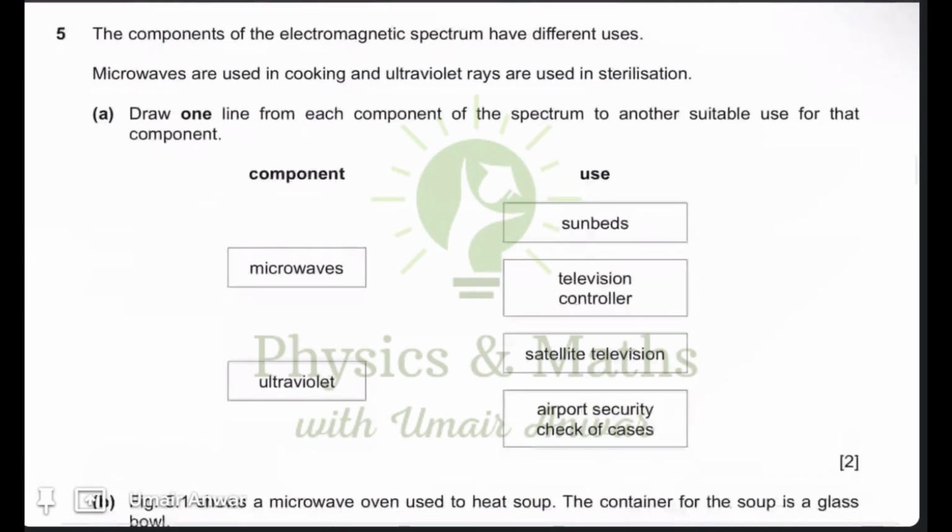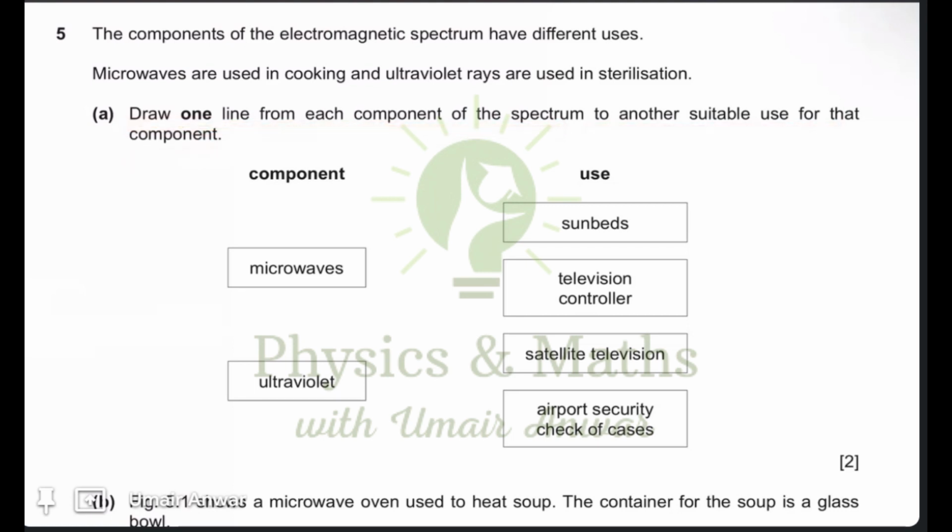Okay, next question. It is related to electromagnetic waves. The question says the components of the electromagnetic spectrum have different uses. Microwaves are used in cooking, and ultraviolet rays are used in sterilization. Draw one line from each component of the spectrum to another suitable use for that component.